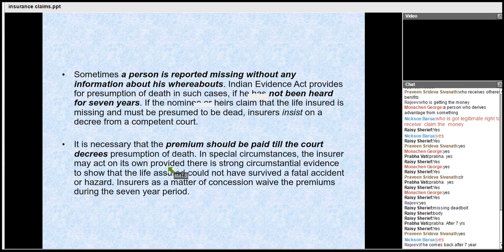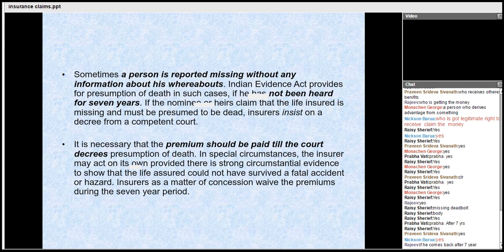Fine. So in such a case it is necessary that the premium should be paid, with a strong presumption against self-infliction. Otherwise, the insurer may act on its own, provided that there are strong circumstances as a result of injury to show that the life insured could not have survived a fatal injury within 120 days or so. Insurers, as a matter of concession, waive the premium during the 7-year period. Fine.